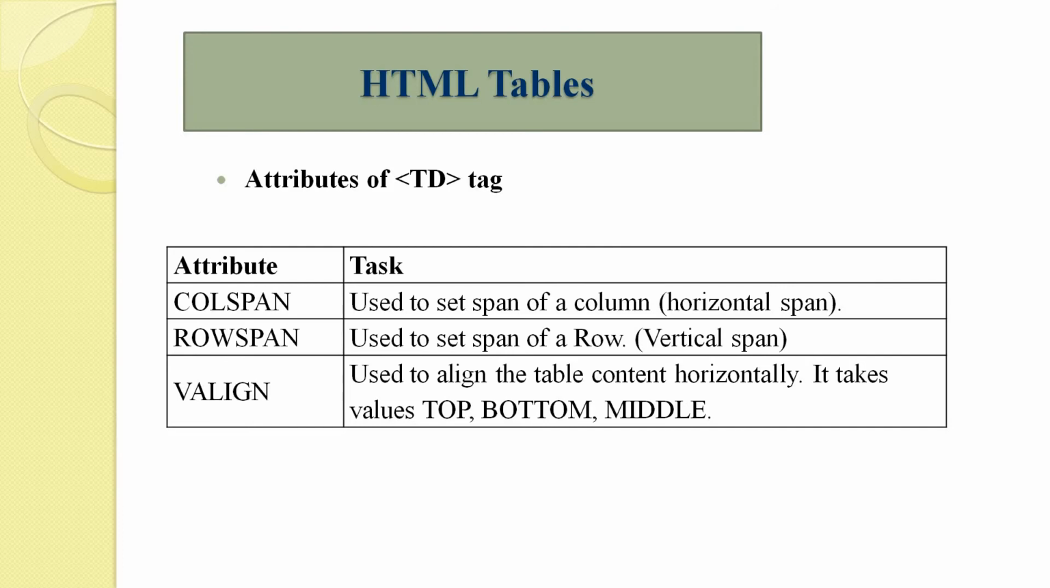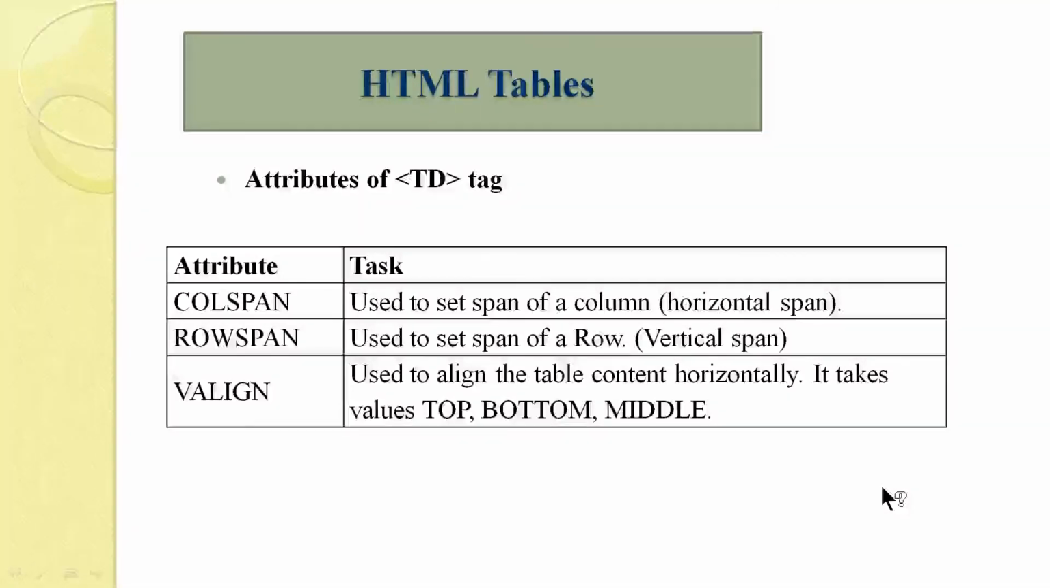The last attribute is valign. Valign indicates vertical align. It is used to align the table content vertically, and this attribute will take the values top, bottom and middle. This attribute is used to specify the vertical alignment of text content in a cell.